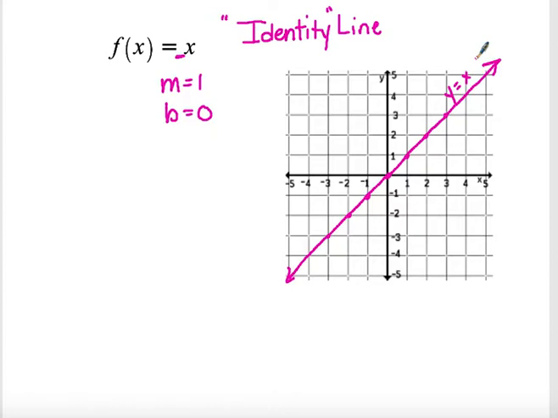Now, if I want to talk about the domain and the range of this line, the domain, as I look left and right, is going forever. As I look at the range, how far up and down, it's also going to continue to go up and down forever. So for this identity line, the domain and the range both are all real numbers.